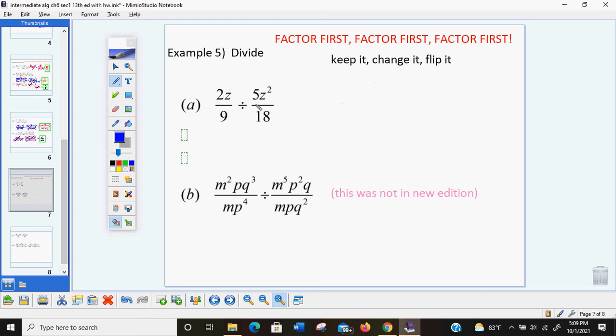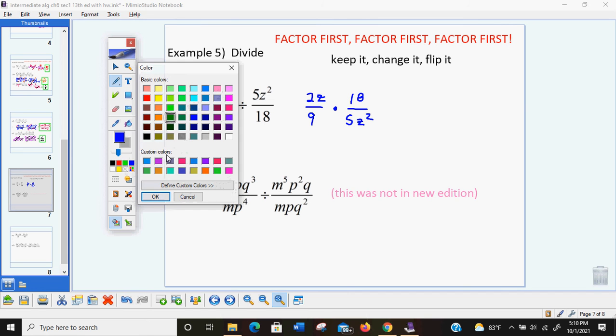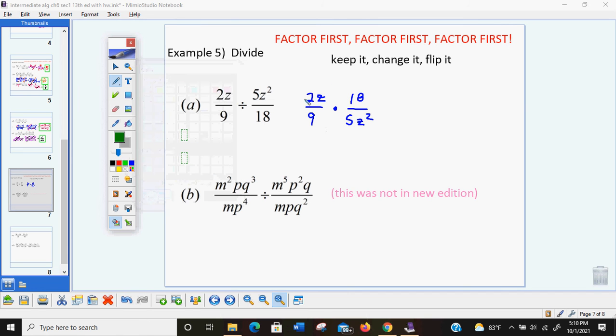Okay. Now, I can't factor anything on these because there's no plus or minus signs. This will not be factored. So we're just going to keep it, 2z over 9, change it to multiplication, and flip the second one. And then we're going to do what we learned in the last example. Okay, we're going to cancel up and down if we can. I can't cancel anything here. I can't cancel anything here.